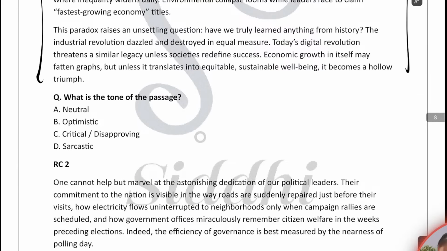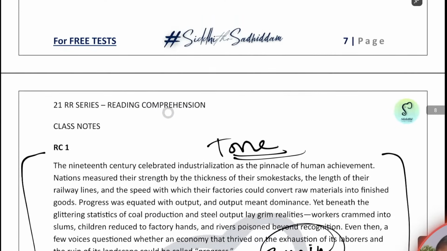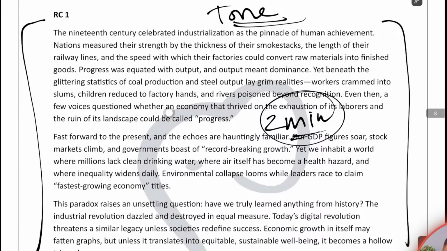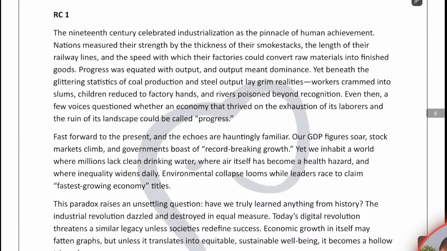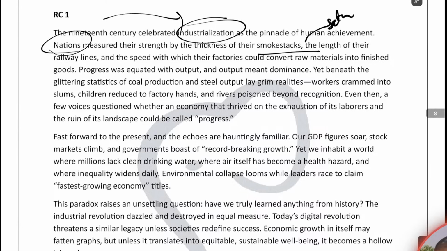Okay, so these are your options: neutral, critical, official, critical. Let me read it and let us understand what the answer is. The 19th century celebrated industrialization, and nations measured their strength by the thickness of their smoke. Wow. This could be satirical also. Let's look at it. There is the length of the railway lines, etc. There are a lot of examples. Progress is equal to output. Output is dominance.